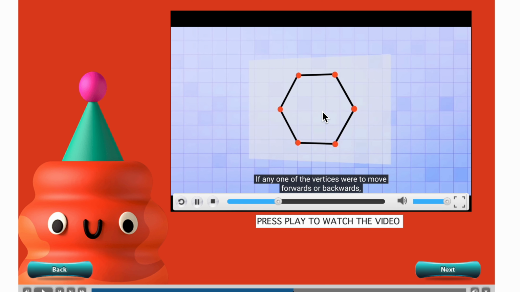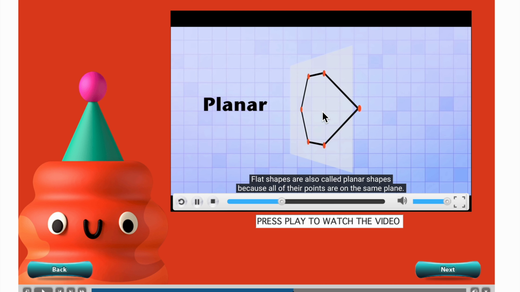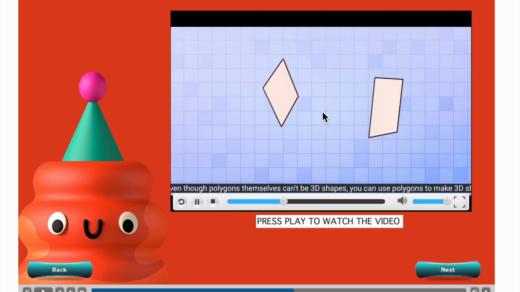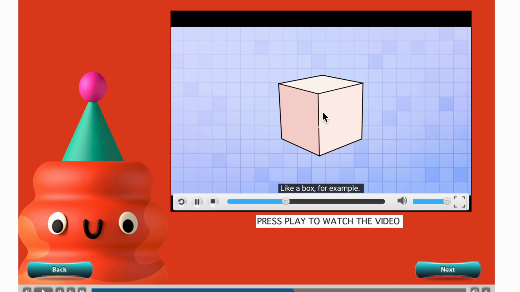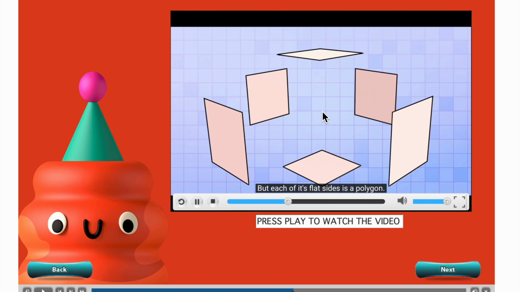If any one of the vertices were to move forwards or backwards so that it wasn't on the same plane as all the other vertices, then it wouldn't be a flat shape anymore. Flat shapes are also called planar shapes because all of their points are on the same plane. And even though polygons themselves can't be 3D shapes, you can use polygons to make 3D shapes, like a box, for example. The box is not a polygon, but each of its flat sides is a polygon.